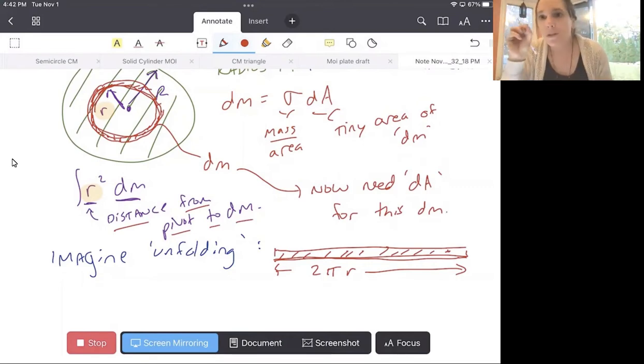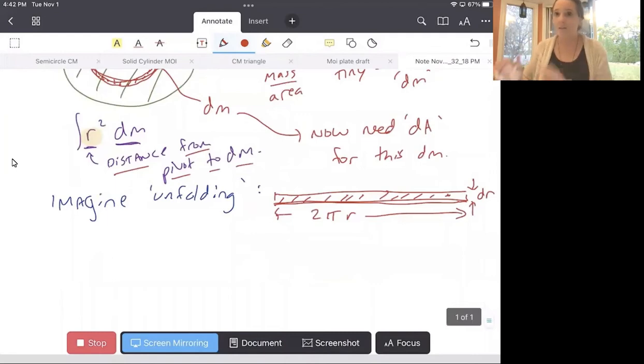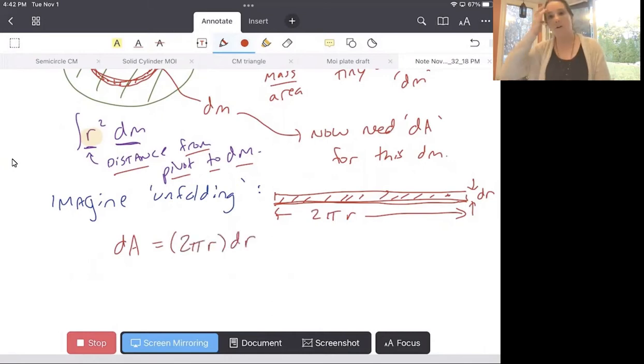And then remember that this is an infinitesimally thin ring. So the thickness here is going to be very small, and that's what we call dr. So I have this tiny little ring, very, very thin. If I imagine unwrapping it, it has a height dr and a length 2 pi r. And so, knowing how to find the area of a rectangle, dA, the tiny area, is just equal to 2 pi r dr.